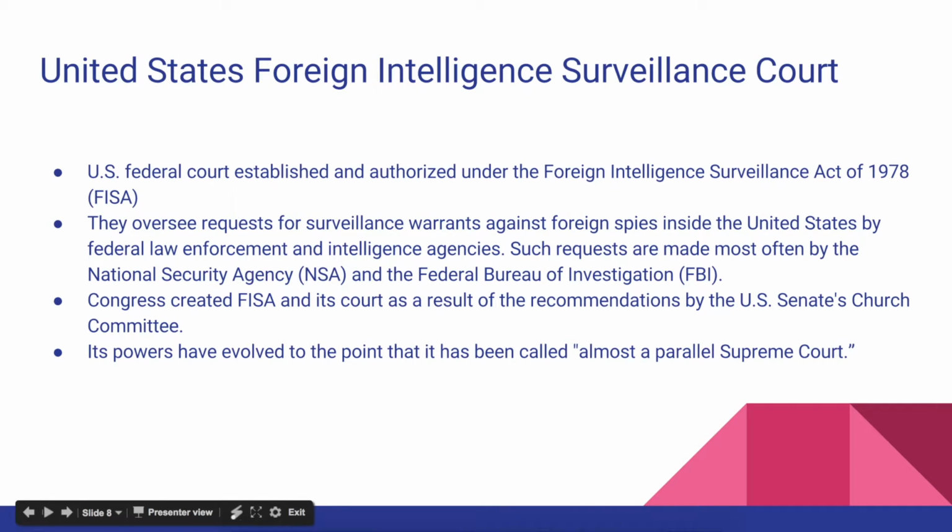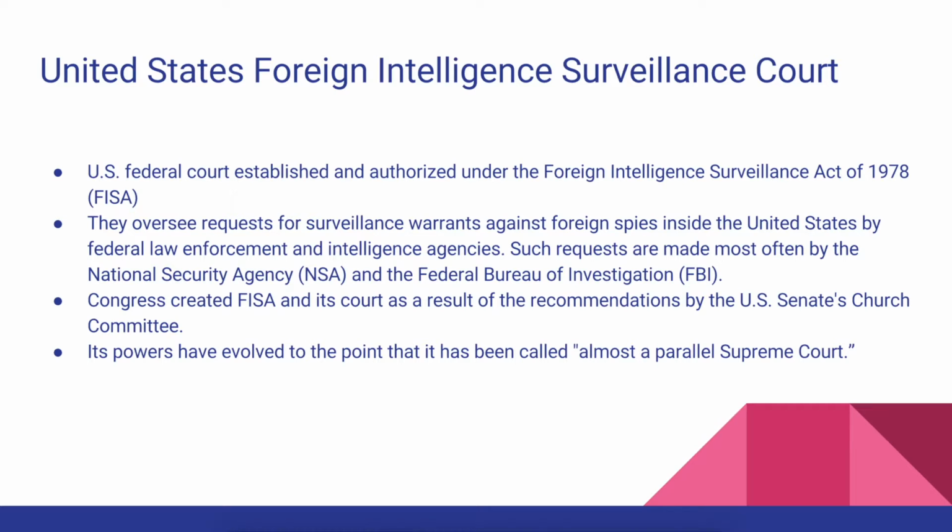The United States Foreign Intelligence Surveillance Court was a court established and authorized under the Foreign Intelligence Surveillance Act of 1978. It's also known as FISA. They oversee requests of surveillance warrants against foreign spies inside the United States by federal law enforcement and intelligence agencies. Such requests are made most often by the National Security Agency and the Federal Bureau of Investigation. Its powers have evolved to the point that it has been also known as a parallel of the Supreme Court.